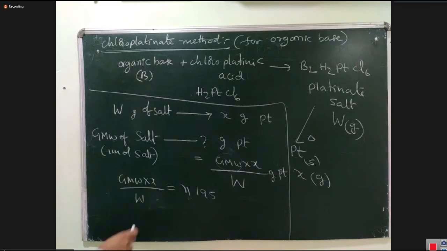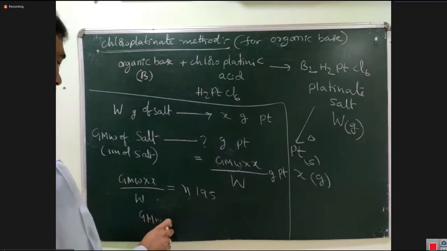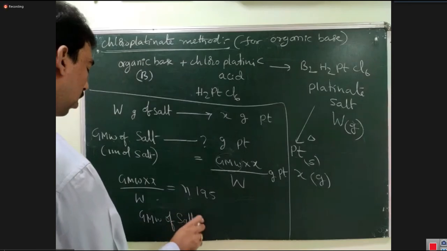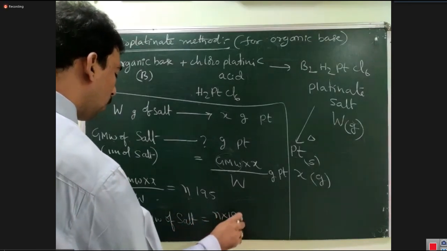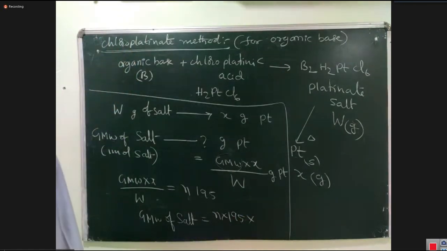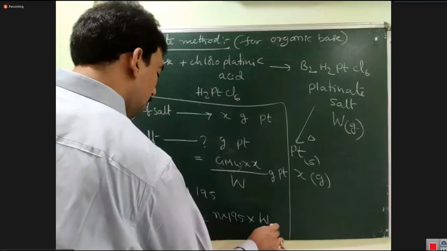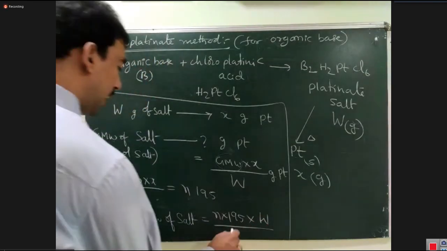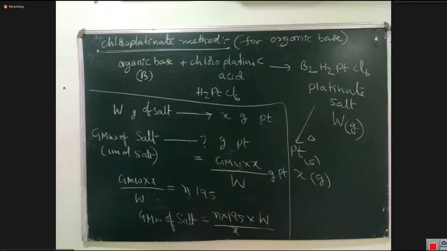So now the gram molecular weight of the salt is equal to N into 195 into W by X. This is the molar mass of the salt.